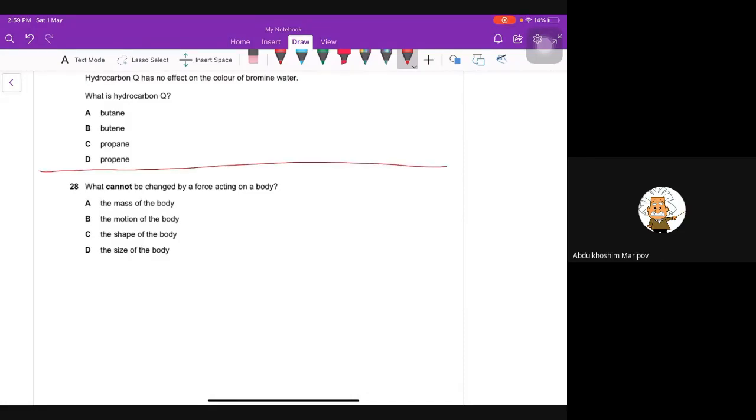So from here on, physics questions. Question number 28: what cannot be changed by the force acting on the body? Imagine you have a body here, a box. If you apply force, what can you not change? Mass cannot change. For example, it's 3 kilograms. Mass doesn't change. Even though you make it very small, it's still mass of 3 kilograms. Motion changes. If the force is opposite, it reduces the motion. If it's in the same direction, it will increase, speed up. Shape will change. Size will change. So mass cannot be changed.